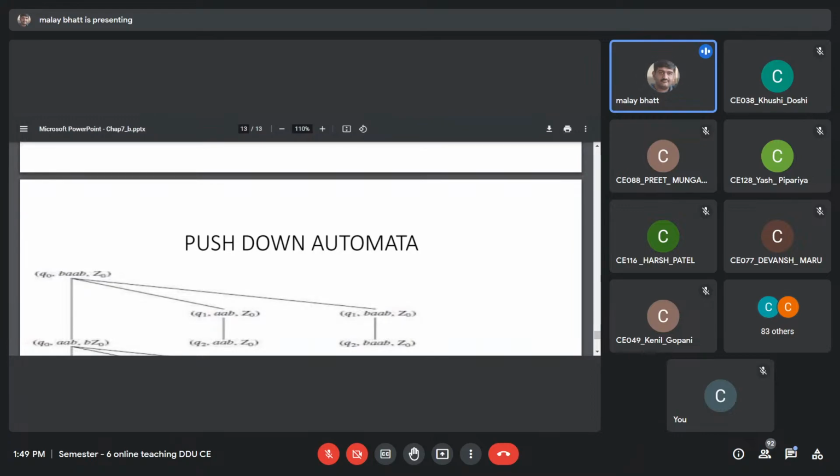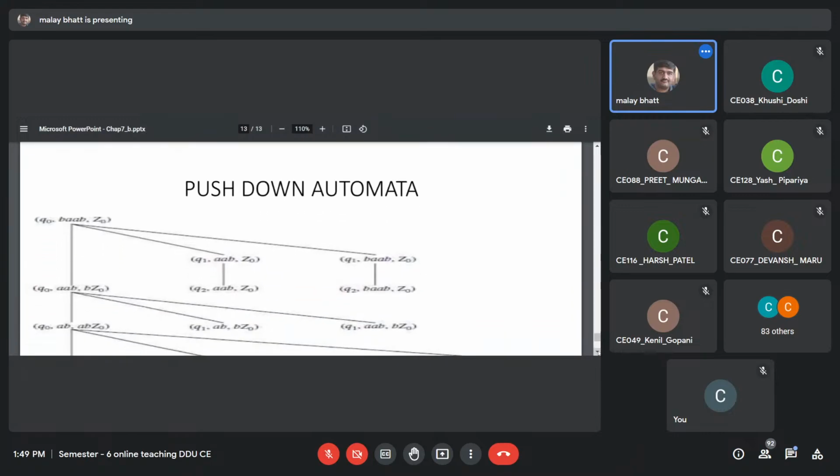That is what we are doing in the first step. Now let us go to the next level. As you can see, the second and third branch will crash, because in the second branch you can see Q1 AAB Z0. So we can only apply one rule from the Q1 state, Q1 null Z0. That Q1 null Z0 will give us Q2 AAB Z0. So it will crash.